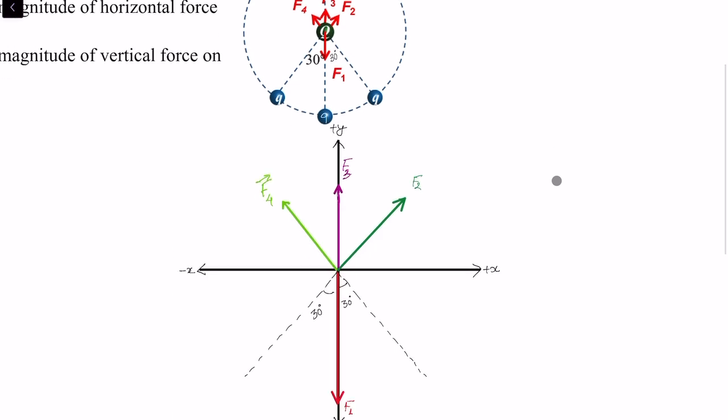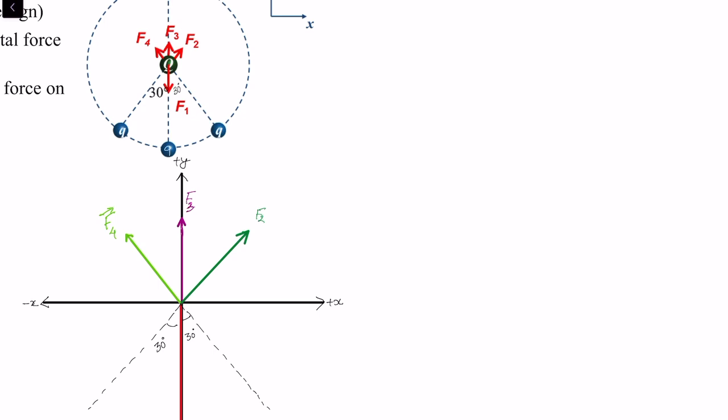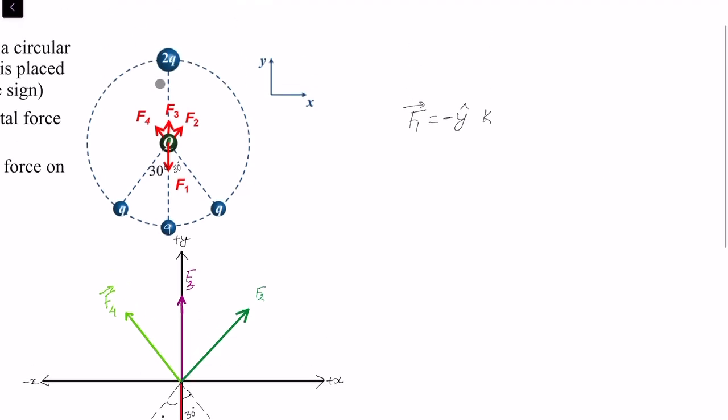Let us do things step by step. Let us first figure out what F1 is. If you look here, force F1 is pointing towards the negative y direction. So the direction will be the negative y cap, where y cap is the unit vector along the y-axis. The magnitude of this force will be given by Coulomb's law. So that will be equal to k times 2q divided by the square of the distance between them. Here I have assumed that the radius of the circle is r. We now have the force F1.